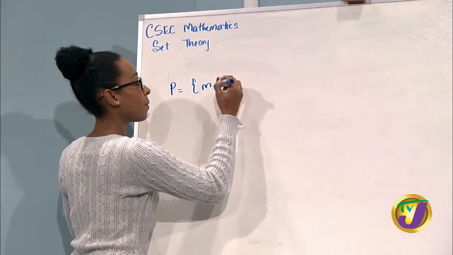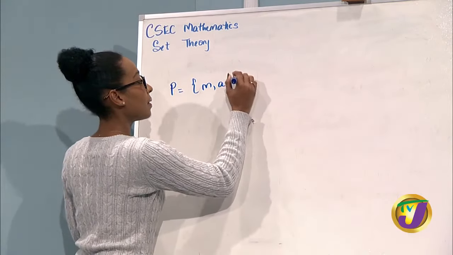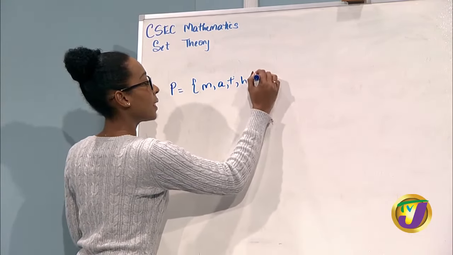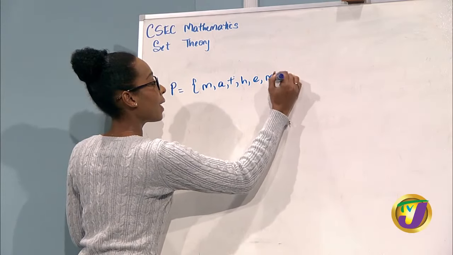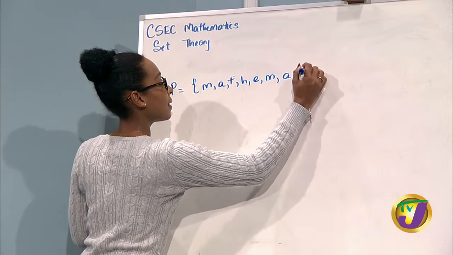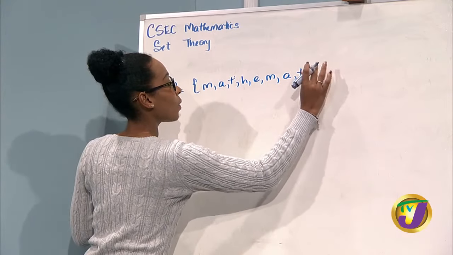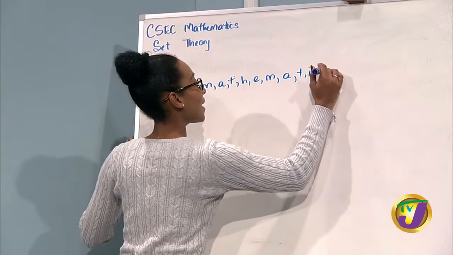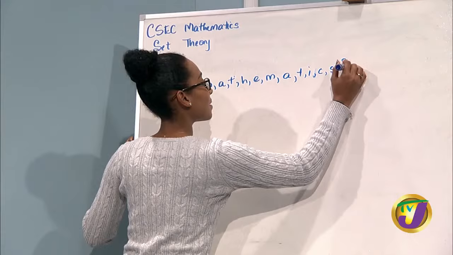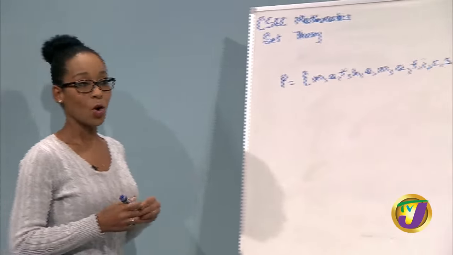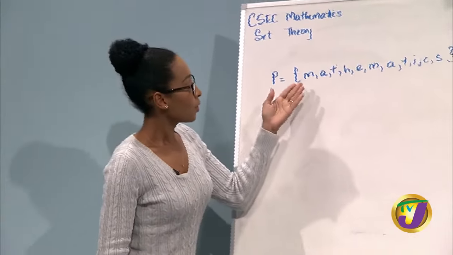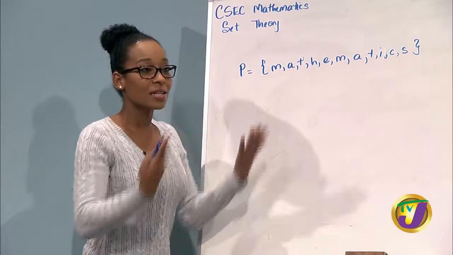A, A, because we can spell this, T, T, H, H, E, E, M, M, A, A, T, T, I, I, C, hold on, C, S. So, am I right? No, guess what? You're going to have two M's in the same set.